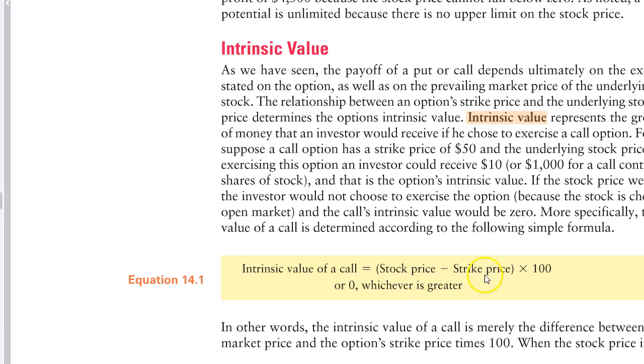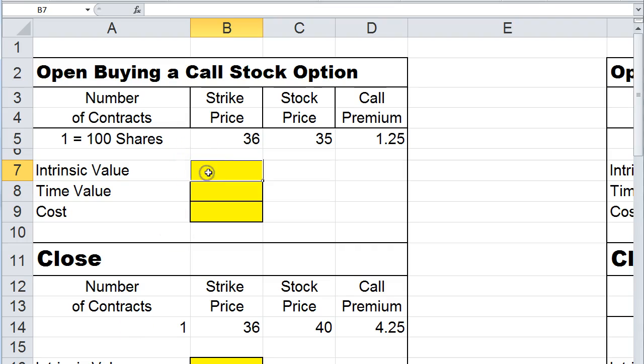So here we're going to do stock price minus strike price times 100. So let's go over here, stock price minus strike price times 100, and remember we need to put this first part in parentheses. So we get a negative 100, which means that it is a 0 because it can't be negative.